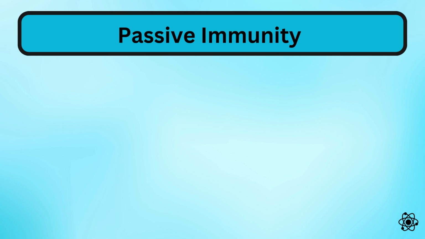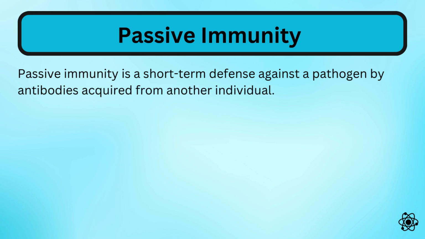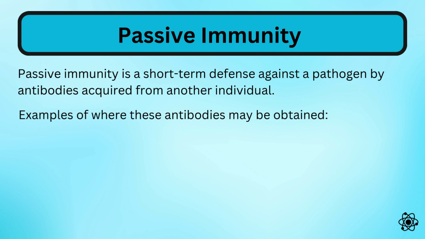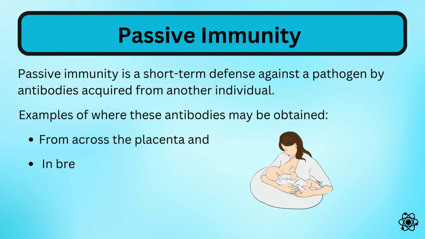Now, let's learn about passive immunity. Passive immunity is a short-term defense against a pathogen by antibodies acquired from another individual. Examples of where these antibodies may be obtained are from across the placenta. Antibodies from mothers are passed to their unborn babies through the placenta and in breast milk.